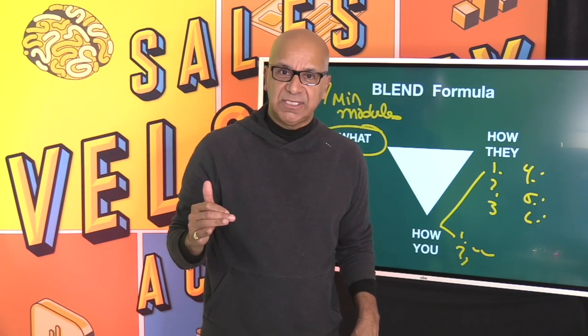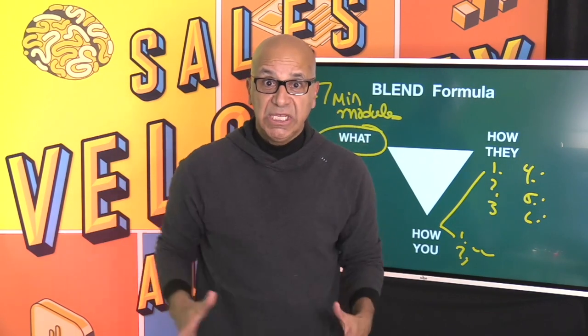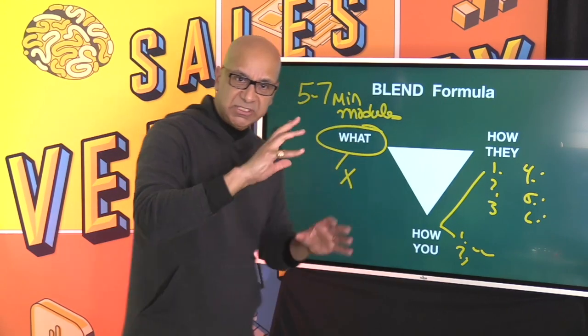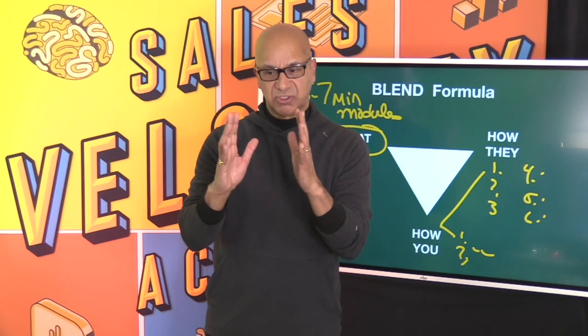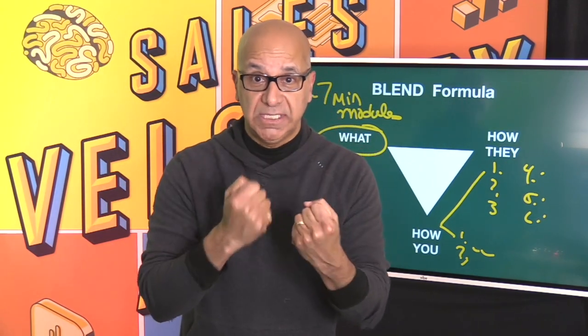And once you know what they did, the third piece is, now here is how it applies to you. Here's how you can use these strategies. So again, this is the blend formula. If your story, your 5 to 7 minute module story, has these 3 elements, it will connect with both audiences.